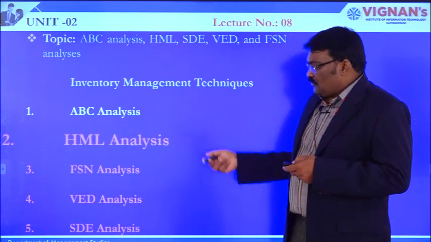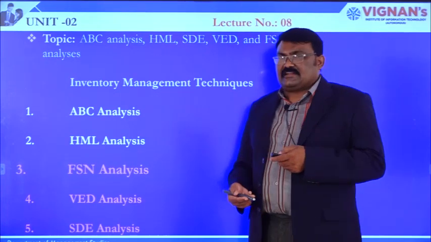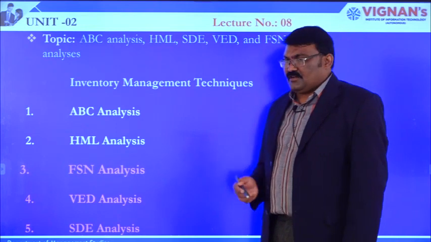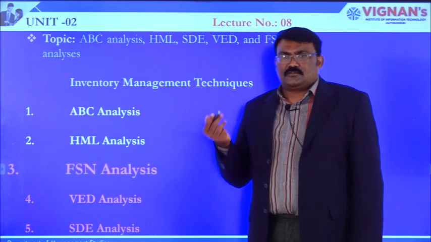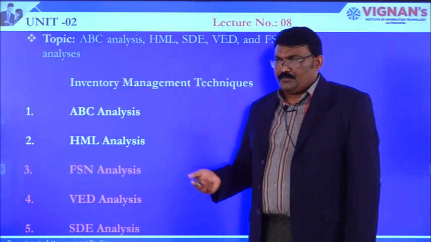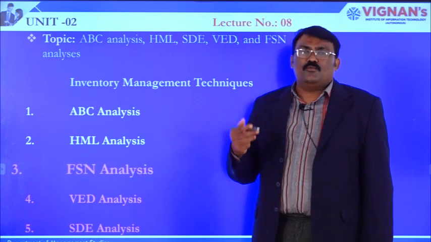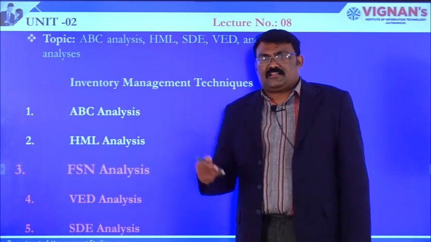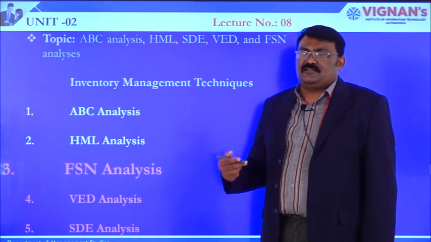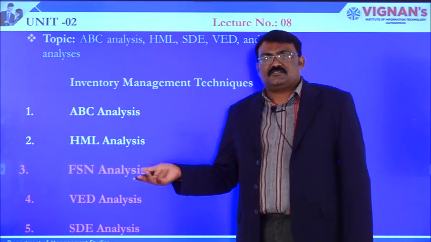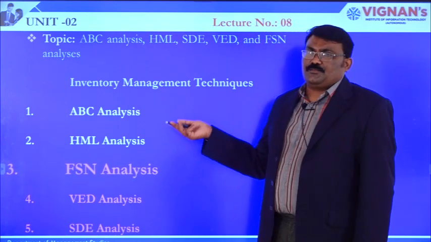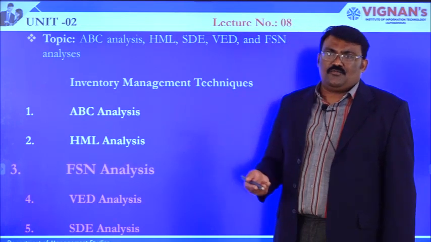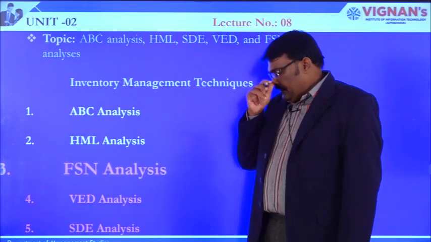Now, coming to the FSN analysis. FSN stands for fast, slow moving, non moving. Based upon the movement of the raw material, how fast the materials are getting moved in consumption, the raw materials are classified as fast, slow moving or non moving.